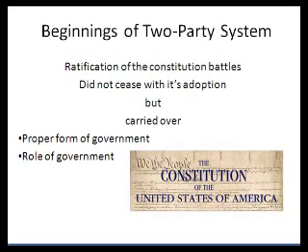The beginnings of the American two-party system can be traced to the battle over ratification of the Constitution. The conflicts of the time, centering on the proper form and role of government in the United States, were not settled by the adoption of the Constitution. Rather, those conflicts were carried over into early years of the Republic. They led directly to the formation of the nation's first full-blown political parties.